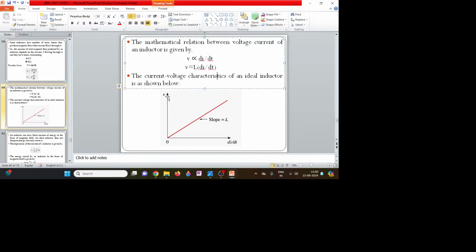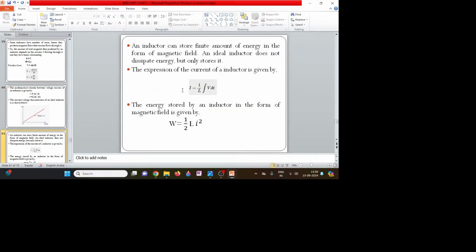If you plot the characteristics of an ideal inductor for the voltage with respect to the rate of change of current, then you will get a linear characteristic between V and di by dt. This slope represents the linear characteristics. Now V is equal to L into di by dt. Therefore, I will be equal to 1 by L integral of V dt.